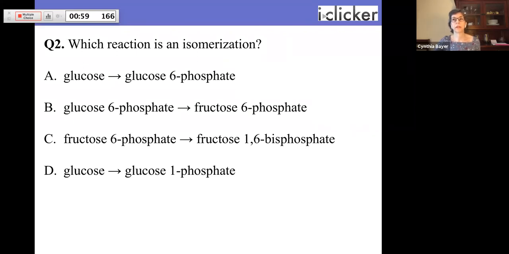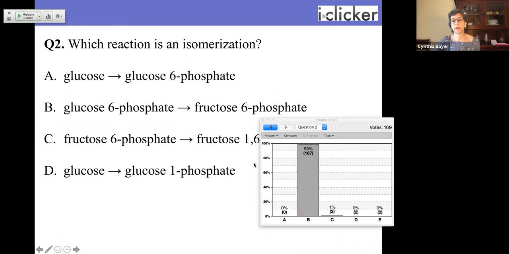Has everybody had a chance to vote? Let me close it up. All right, closing up. And the only isomerization that's illustrated here would be B. Can't select it, I'll do that later.